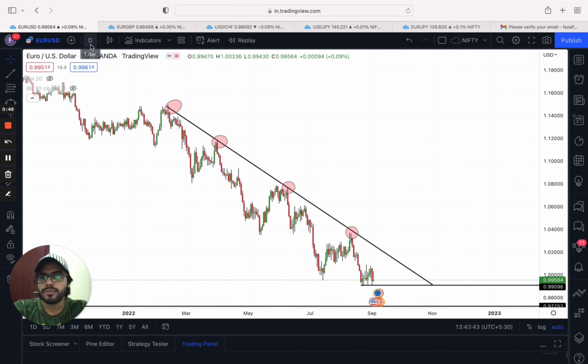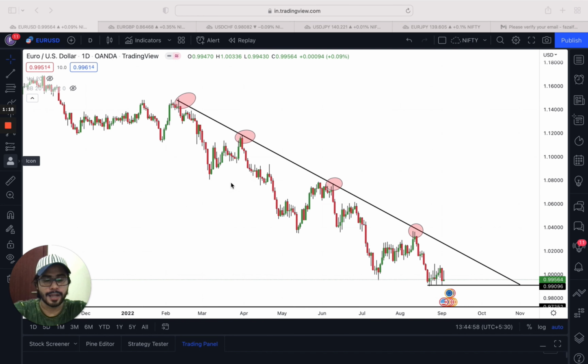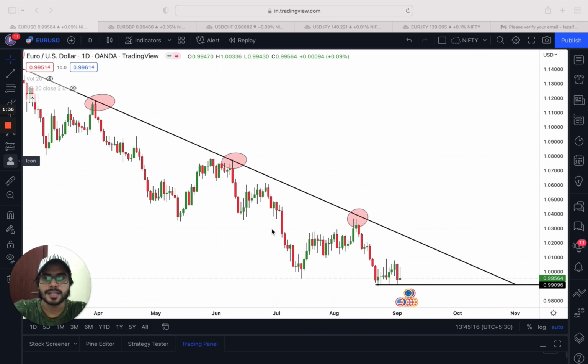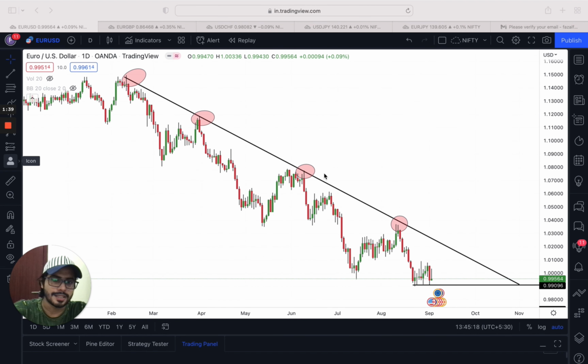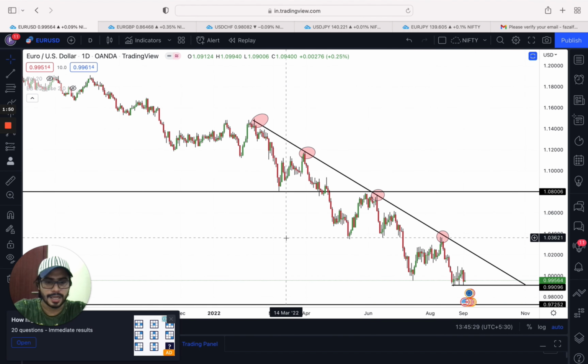Now what we have to do is go along with the trend and find opportunities to sell or buy based on the trend. So the trend is a downtrend here, so we will look for some selling opportunities. This is the daily time frame. You can see it is taking beautiful resistance. Also, if I draw a horizontal line, you can see every time it is breaking.